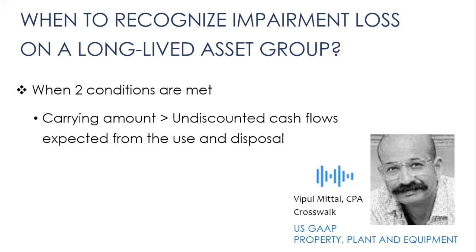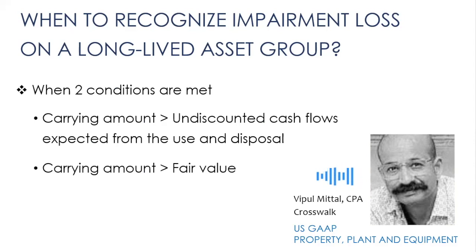Now let's look at the second condition so that you may recognize impairment loss. Second condition is that carrying amount of the asset group is more than fair value of the asset group. So carrying amount, that is book value of the asset group, is more than the fair value of the asset group. Fair value is less.